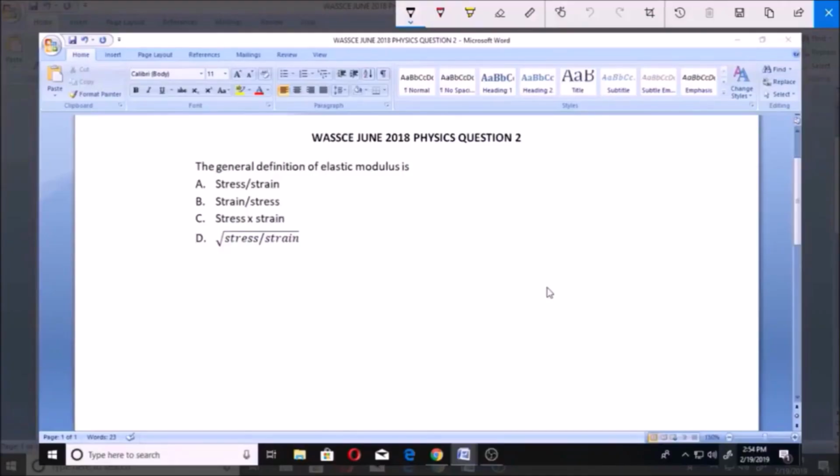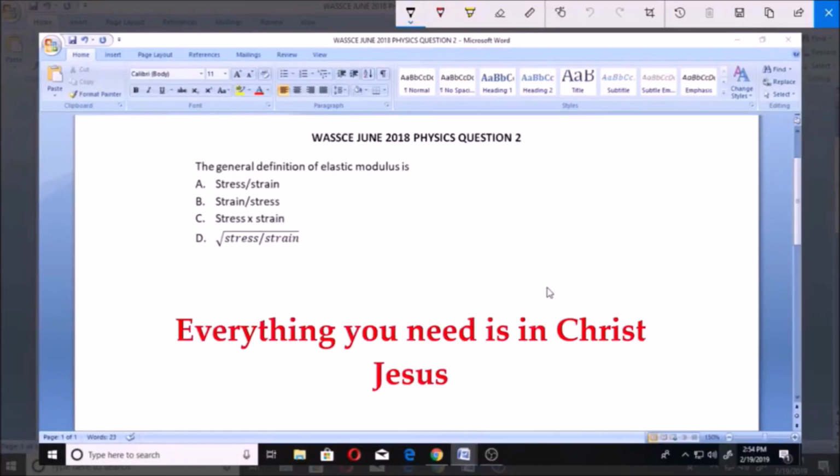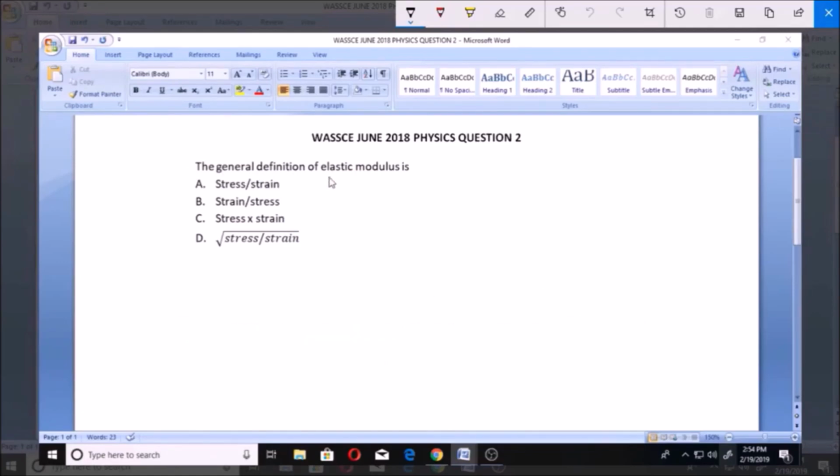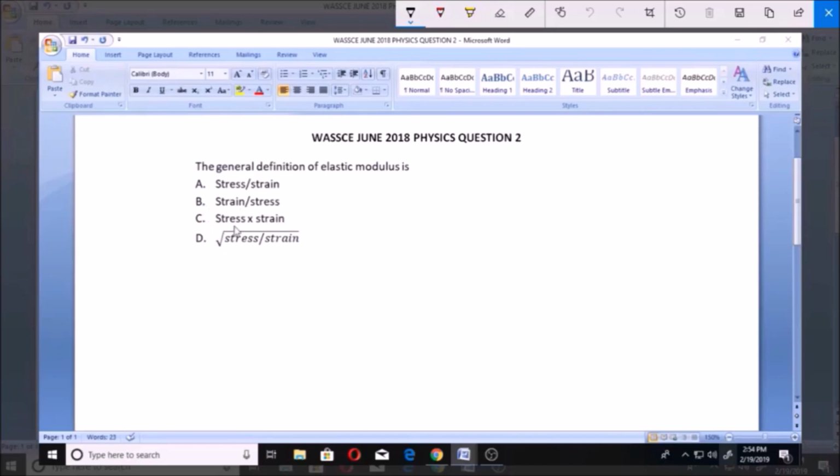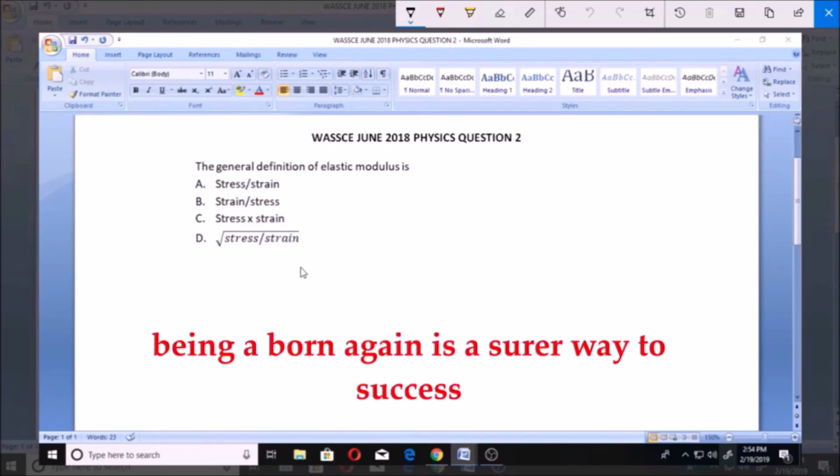Now let's look at question number 2 for physics, WAEC past question for 2018. The general definition of elastic modulus is A. Stress over strain, B. Strain over stress, C. Stress times strain, D. Square root of stress over strain. So what is the answer to this problem?